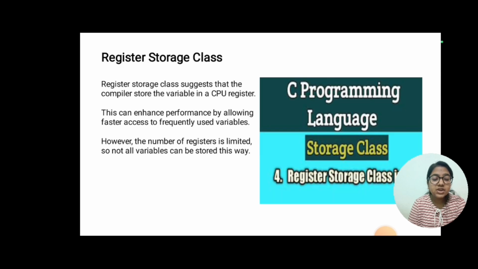Now the register storage class. The register storage class suggests that the compiler store the variable in a CPU register. This can enhance performance by allowing faster access to frequently used variables. However, the number of registers is limited, so not all variables can be stored this way.